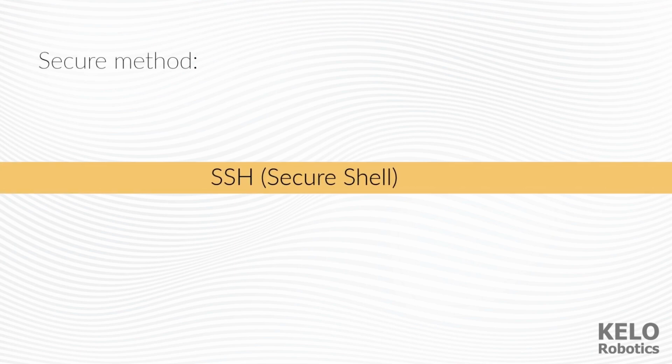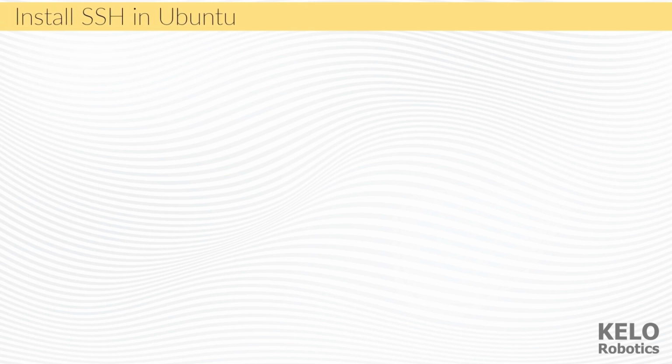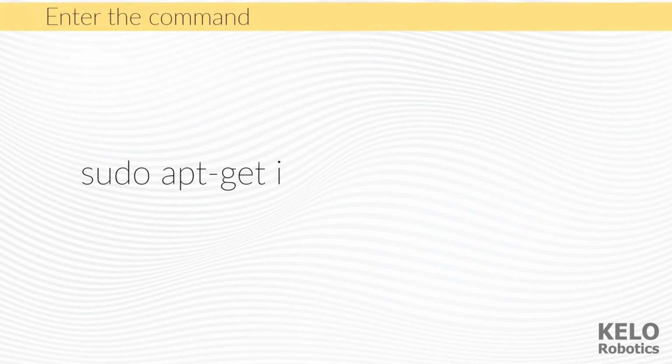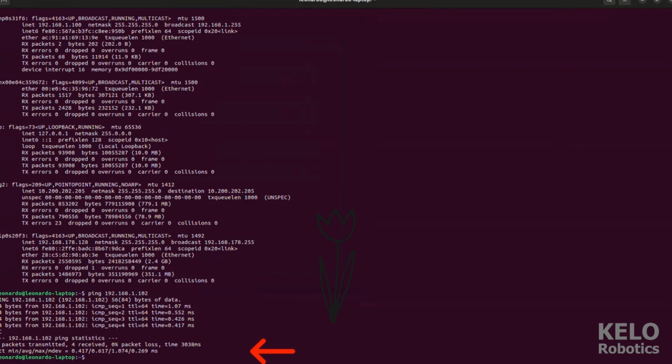Now it's time to access the ROBILE computer. You should use a secure method called SSH, Secure Shell. This allows you to open a remote terminal on your computer and control the ROBILE system remotely. To install SSH in Ubuntu, you can open a new terminal by pressing Ctrl+Alt+T and then enter the following command. And then type your password to give permission for the installation.